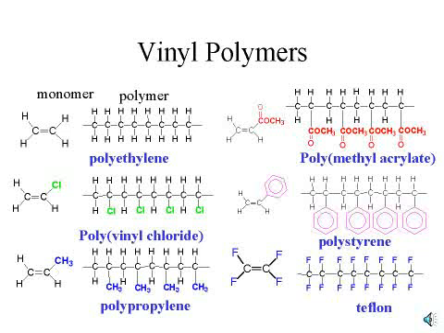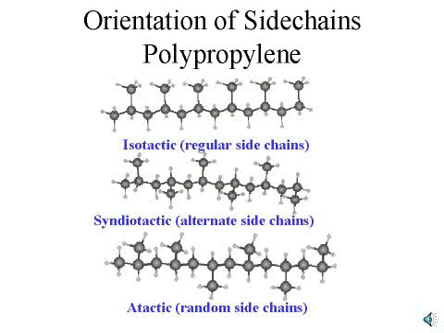All of these groups that we've added to the ethylene monomer we call side chains. And the orientation of the side chains relative to each other will affect the properties of the polymer. For example, for polypropylene, there's a methyl group hanging off the chain, and that can be in different arrangements. If they're all on the same side of the polymer in a regular orientation, we call it isotactic. If they alternate front to back, we call the polymer syndiotactic.